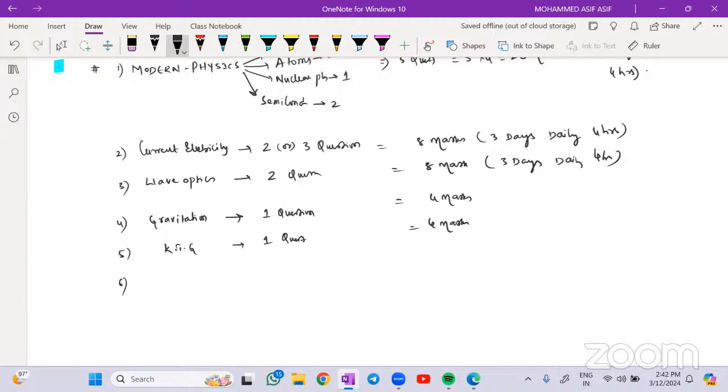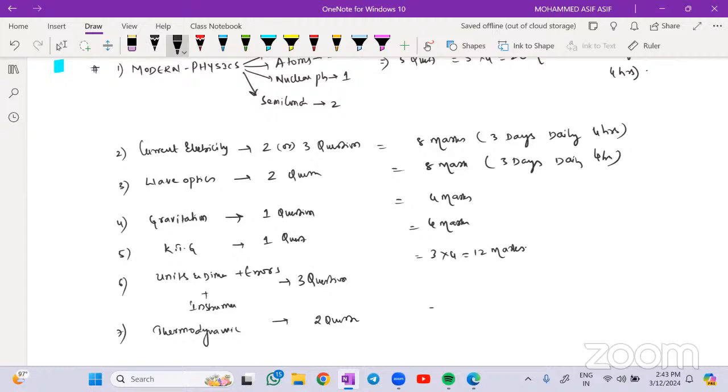Okay, then after this we'll try to do units and dimensions plus errors plus instruments. This will have approximately 3 questions. So it is 3 into 4, that is equal to 12 marks. The next one is, after this, we'll try to do thermodynamics. Generally, we'll get 2 questions from this. That is 8 marks.